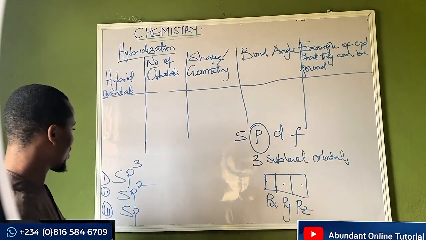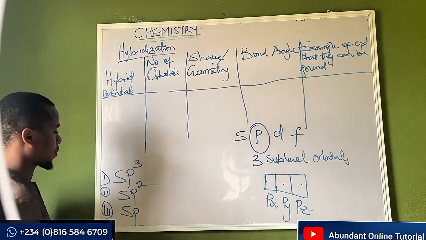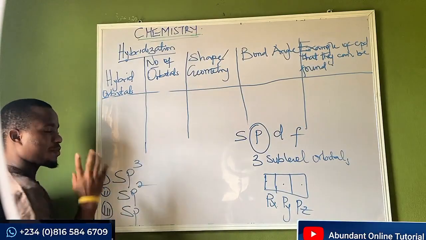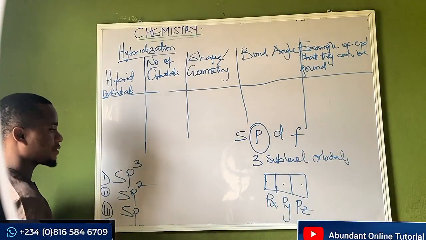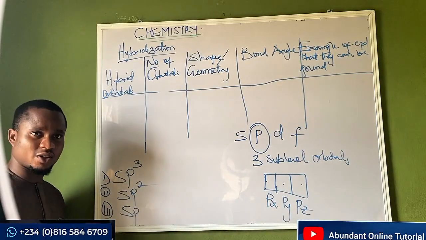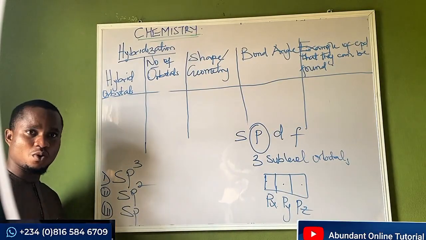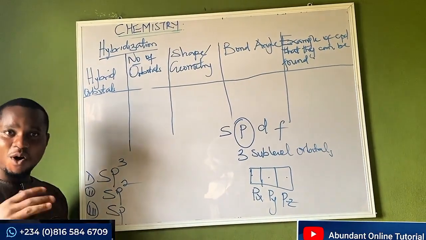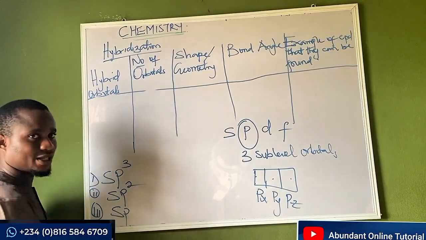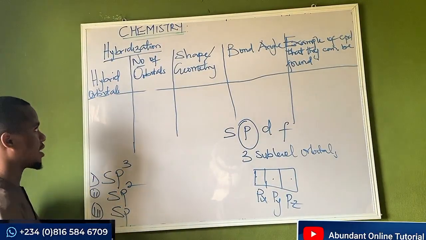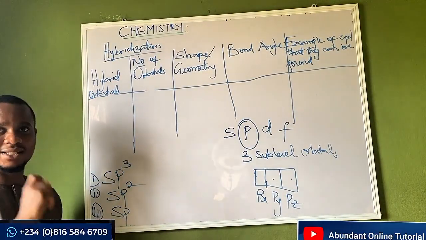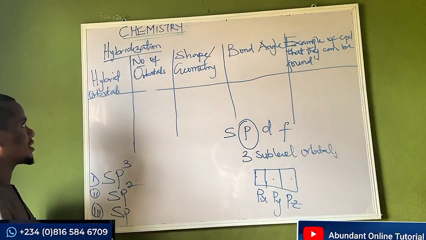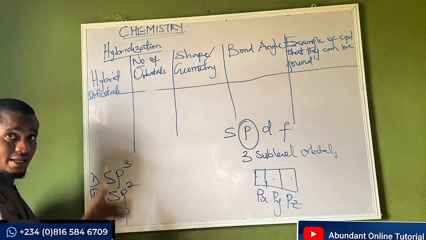Let's come back here. Look at this. This is a hybrid orbital. After the mixing of orbitals, the new orbital that is formed is what we refer to as a hybrid orbital. So these are the hybrid orbitals that we have here. What next? We are going to look at the types of hybrid orbitals, which is this.